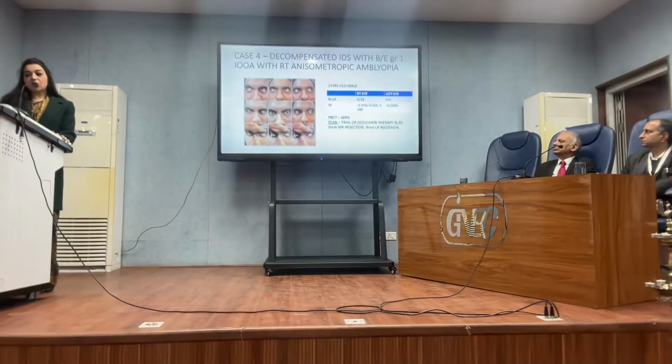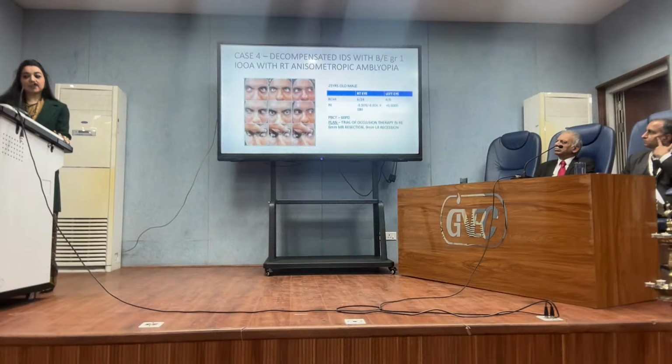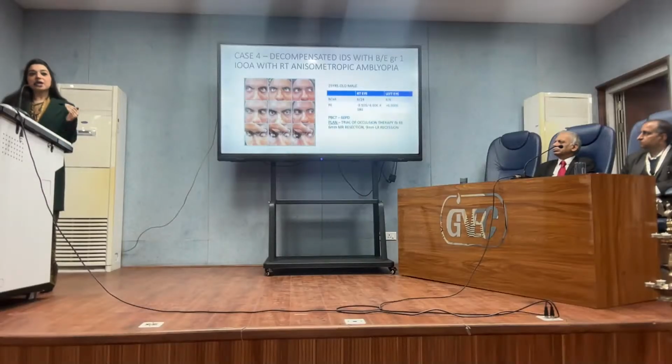This is a case of decompensated IDS with both eyes grade 1 inferior oblique overaction with right anisometropic amblyopia. His astigmatism was -6 in the right eye and hardly any in the left eye. He was also given a trial of occlusion therapy followed by a right eye 6 mm MR resection and LR resection. So here we operated the right eye because it's the amblyopic eye, and grade 1 inferior oblique usually does not have to be operated, or it can be if it makes a V pattern.